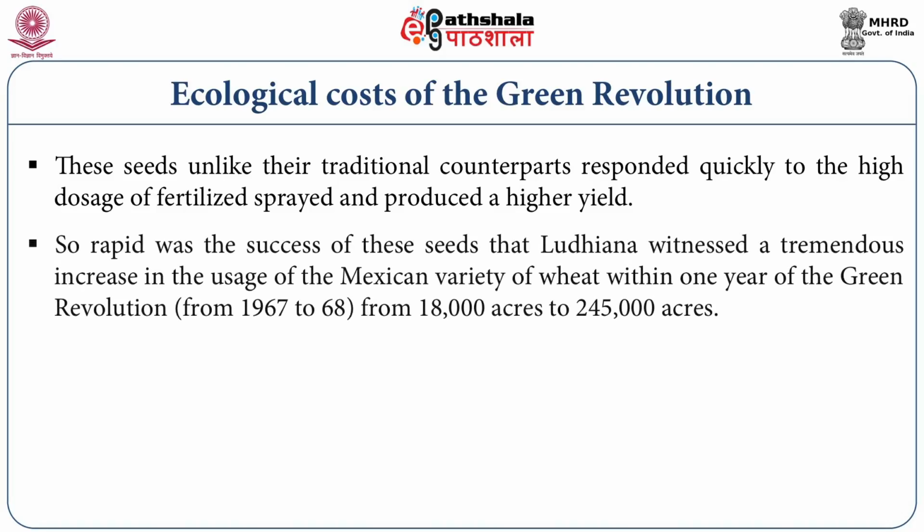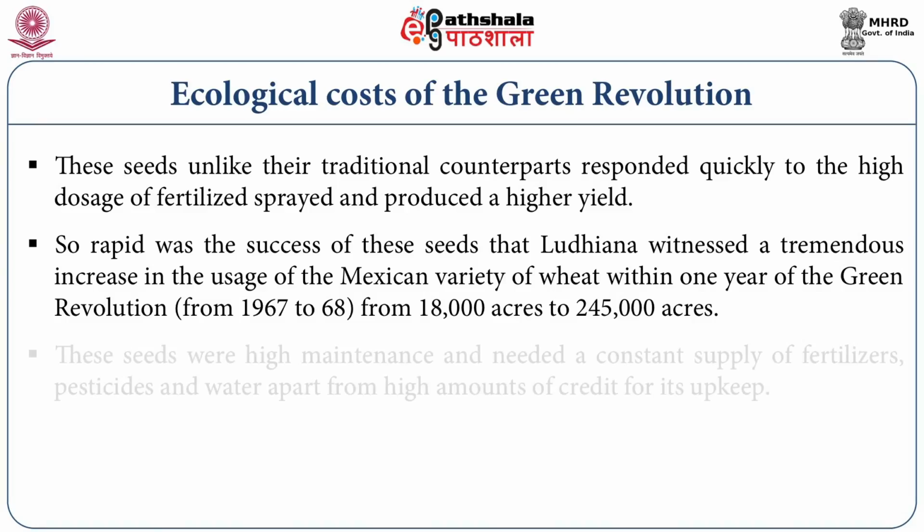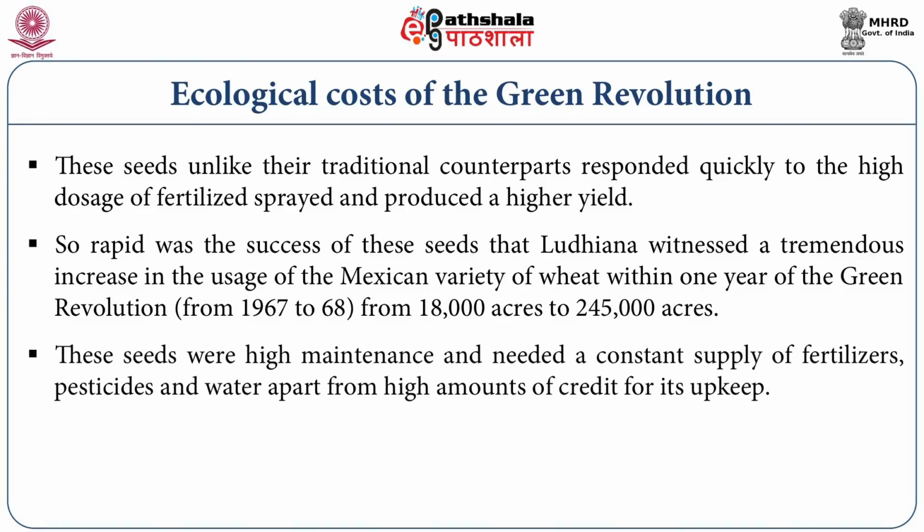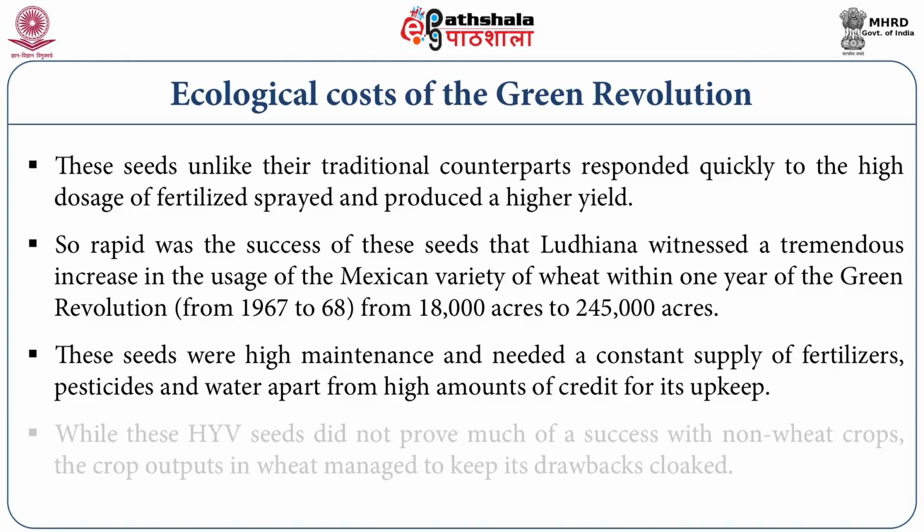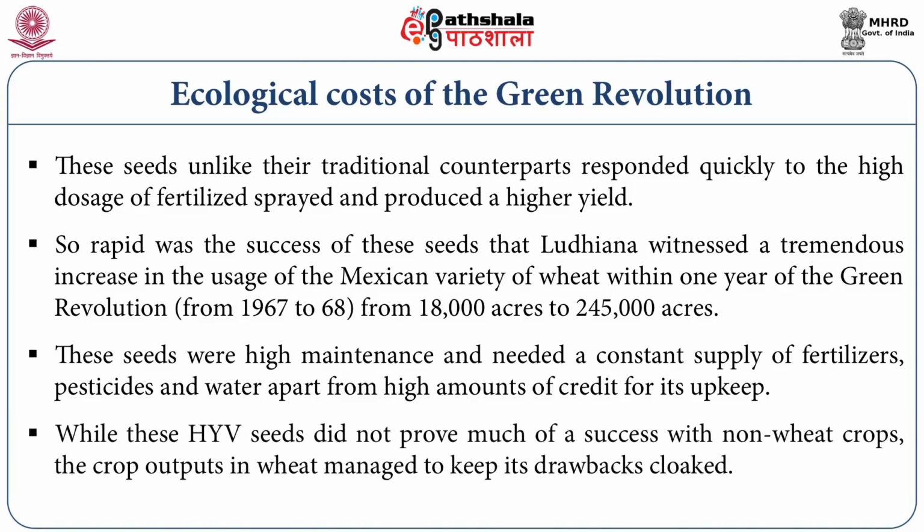So rapid was the success of these seeds that Ludhiana witnessed a tremendous increase in the usage of the Mexican variety of wheat seeds within one year of the Green Revolution, from 1967 to 1968, from 18,000 acres to 2,45,000 acres being devoted to the cultivation of wheat. These seeds were high maintenance and needed a constant supply of fertilizers, pesticides and water, apart from high amounts of credit for their upkeep. While these high yielding variety seeds did not prove much of a success with the non-wheat crops, the crop outputs in wheat managed to keep its drawbacks cloaked.